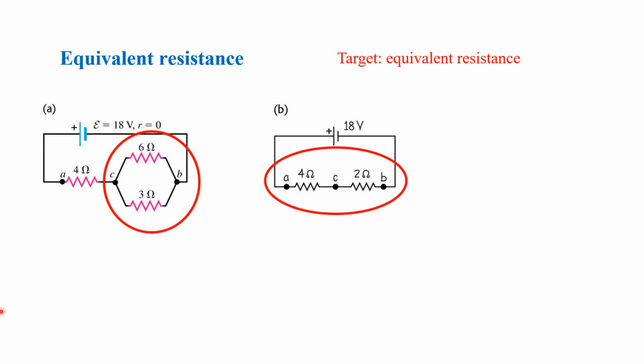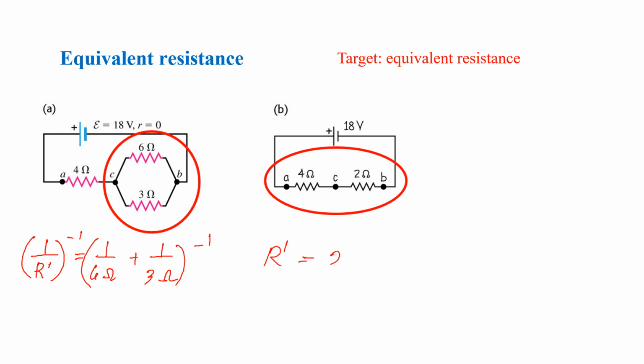And these resistors are in parallel. You know that for resistors in parallel, your R equivalent is equal to 1 over, let's write this as 1 over R prime, you have 1 over 6 ohms plus 1 over 3 ohms. To get R prime, just take the reciprocal of this, okay? And your R prime is equal to 2 ohms, as you can see here.